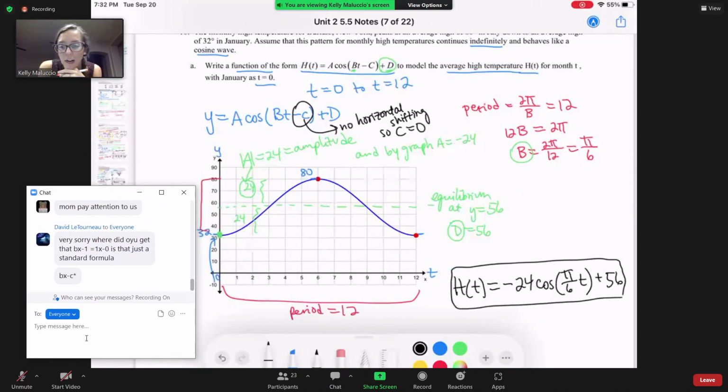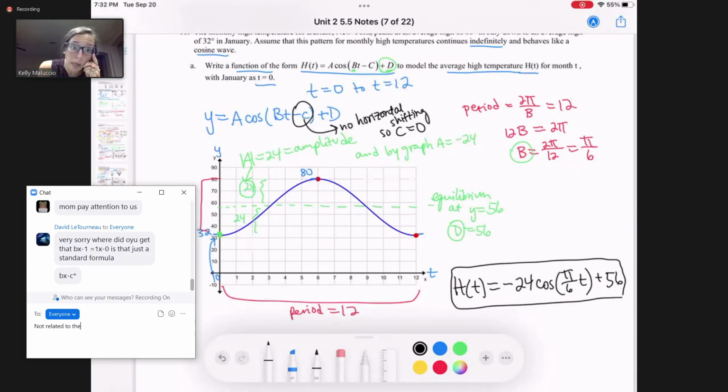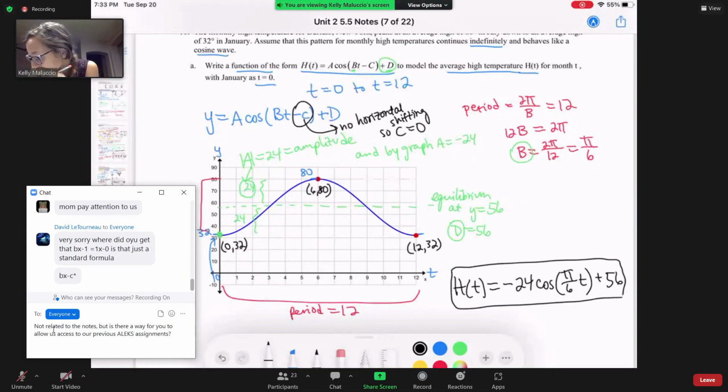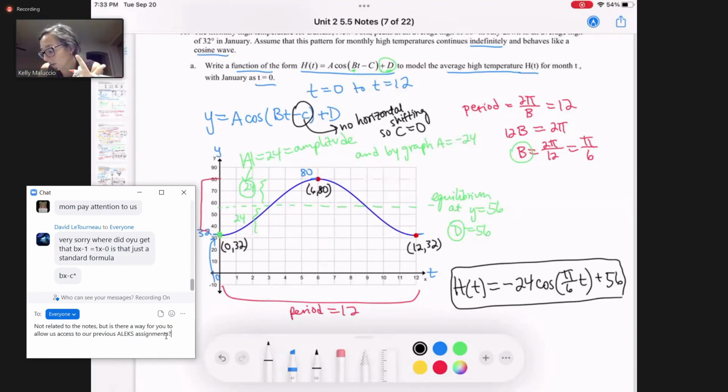Now, if you weren't sure how to get some of these, or you wanted to check, you can also plug in points. I mean, they give you, so you have this point here, 12, 32. Then you have 0, 32. Then you have 6, 80, right? So you could also substitute in these points. Like B, you calculated, and A, you can also calculate from this, from the graph. And then if you weren't really sure about the last point, D, you could plug in some points and try to figure out what that would be.